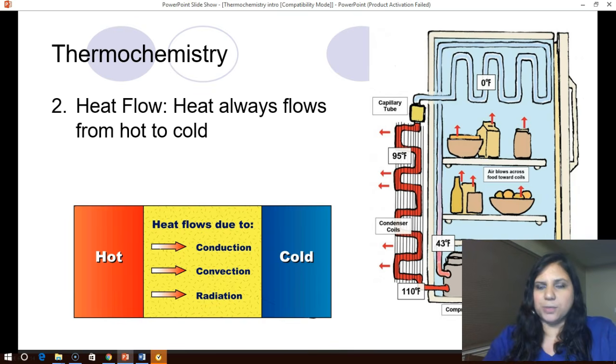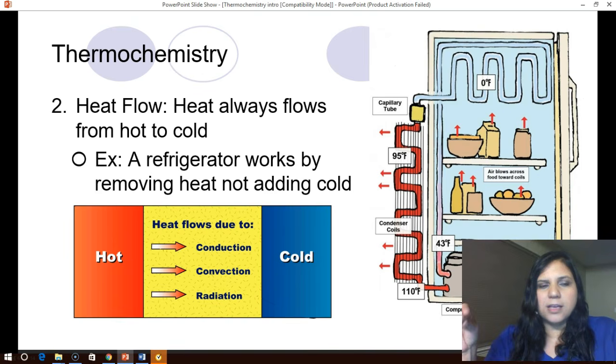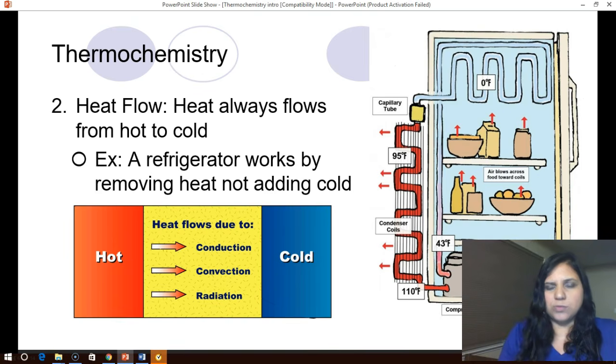Same thing for a refrigerator. So you see this picture of a refrigerator right here. The way a refrigerator works is it removes heat. So there's these little coils in the back. There's the picture there of the red coils. If you've ever felt the back of a refrigerator, it's very warm. The reason for that is the heat's coming from your food into those coils, and then the coils release the energy into the atmosphere.